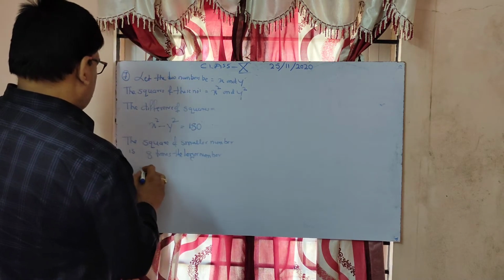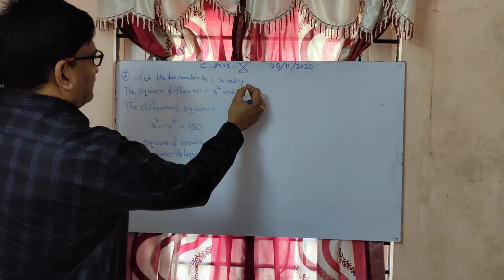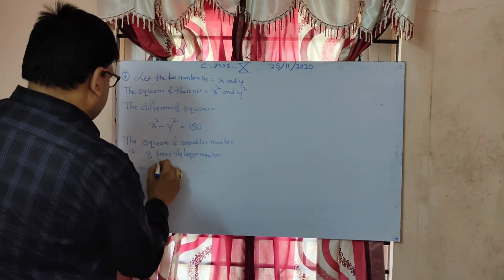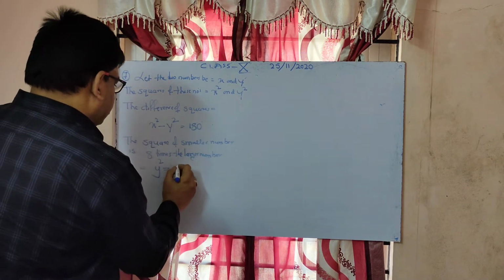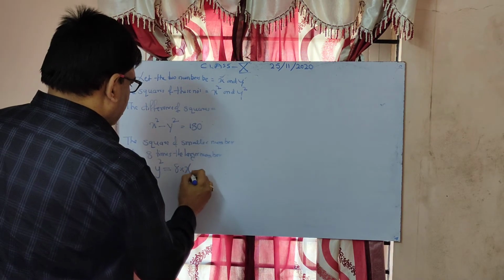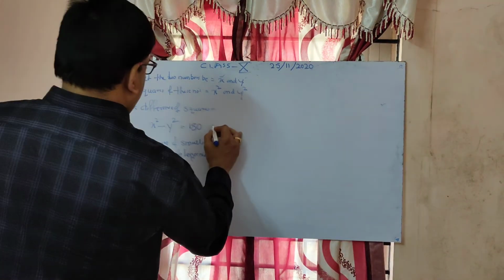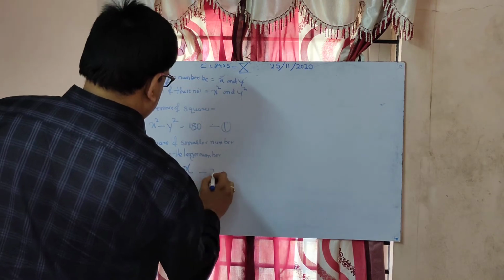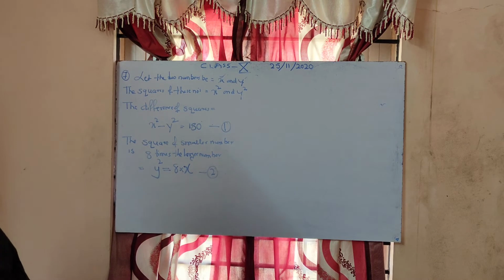So, the smaller number is y. Square of this is y square. y square is equal to 8 times the larger number, which is x. 8x. So y square is equal to 8x. Now we have two equations. This is 1 and this is 2. That is 1, x square minus y square is equal to 180. The second one is y square is equal to 8x.